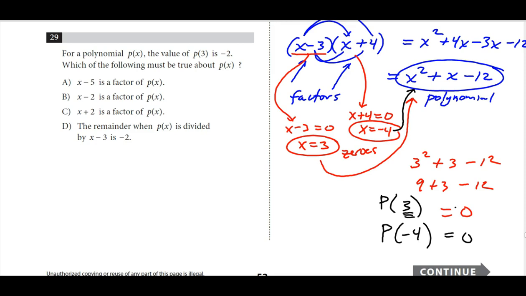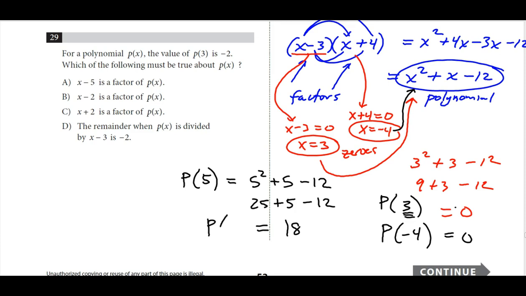Now, let's just say that we tried to put 5 in there. Let's say we tried to do p of 5. So I put 5 in that equation, and I get 5 squared plus 5 take away 12. Well, that's 25 plus 5 is 30. 30 minus 12 is 18. So we see that p of 5 is 18.